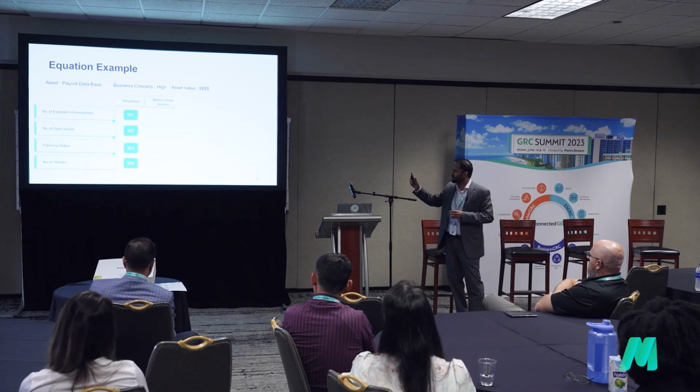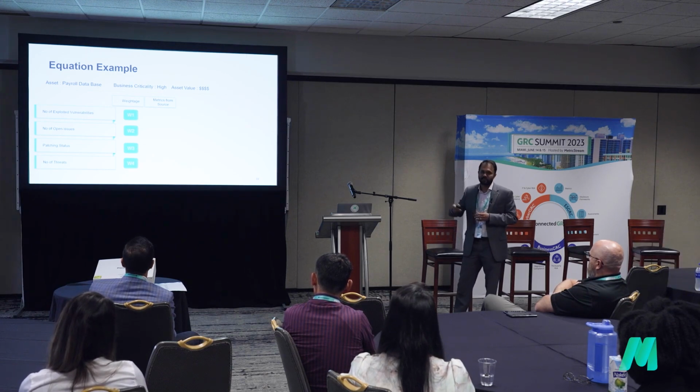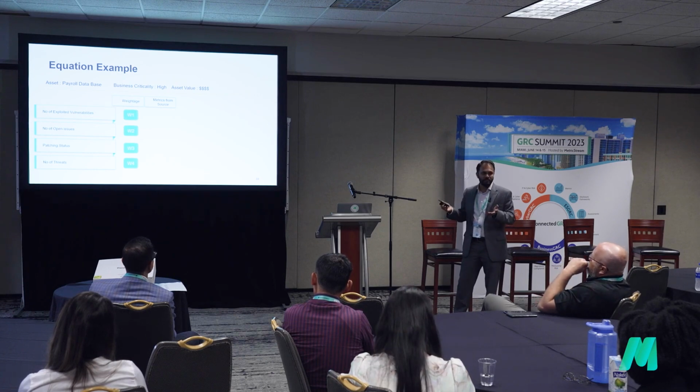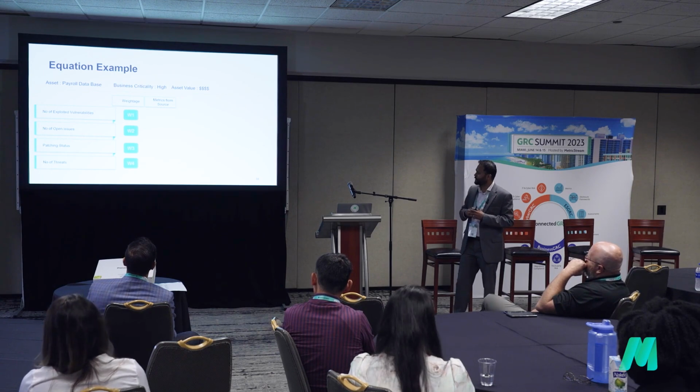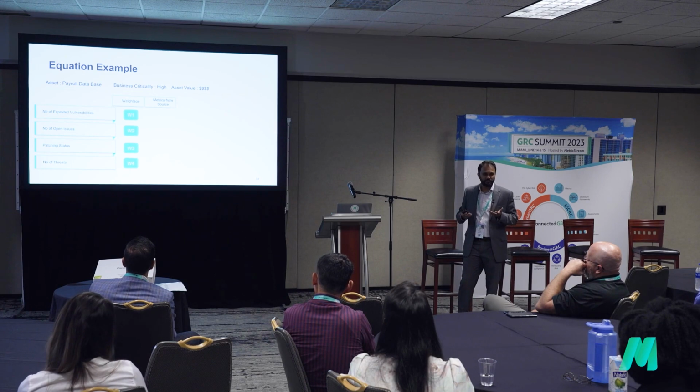Again, we have a random example. You have an asset that you're dealing with, which is a payroll database. You set the business criticality as high. If you are able to capture the asset value depending on the data that it holds, you determine that asset value. And here are the 4 KRIs that I've considered: number of exploited vulnerabilities, number of open issues, patching status, and number of threats. And then you assign relative weightage to them.